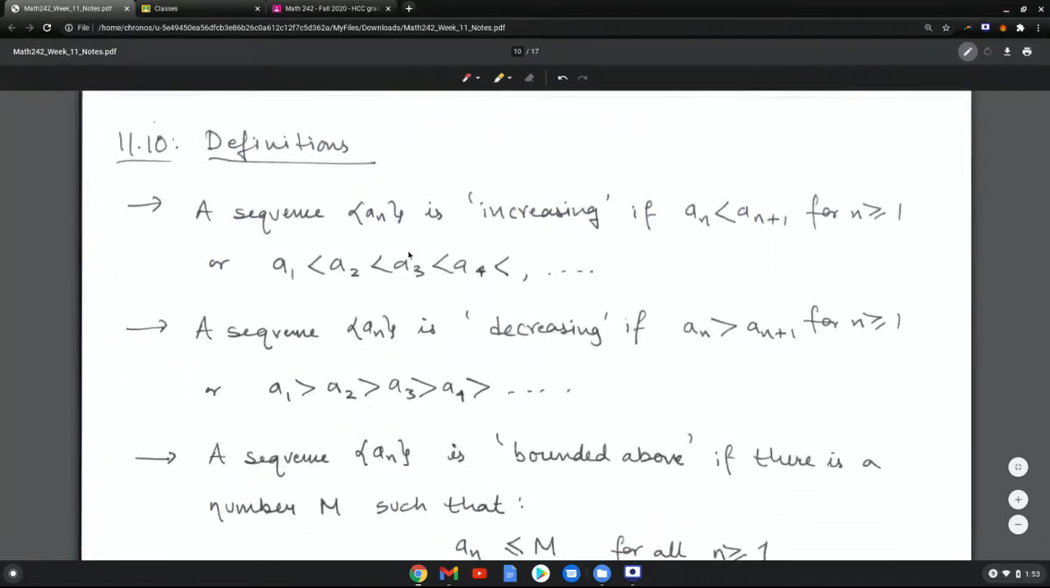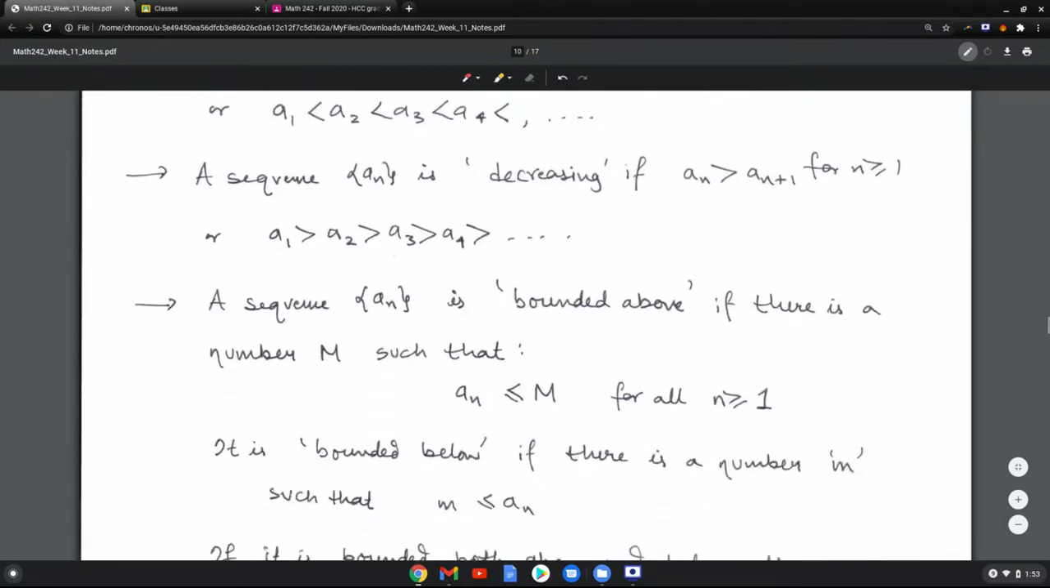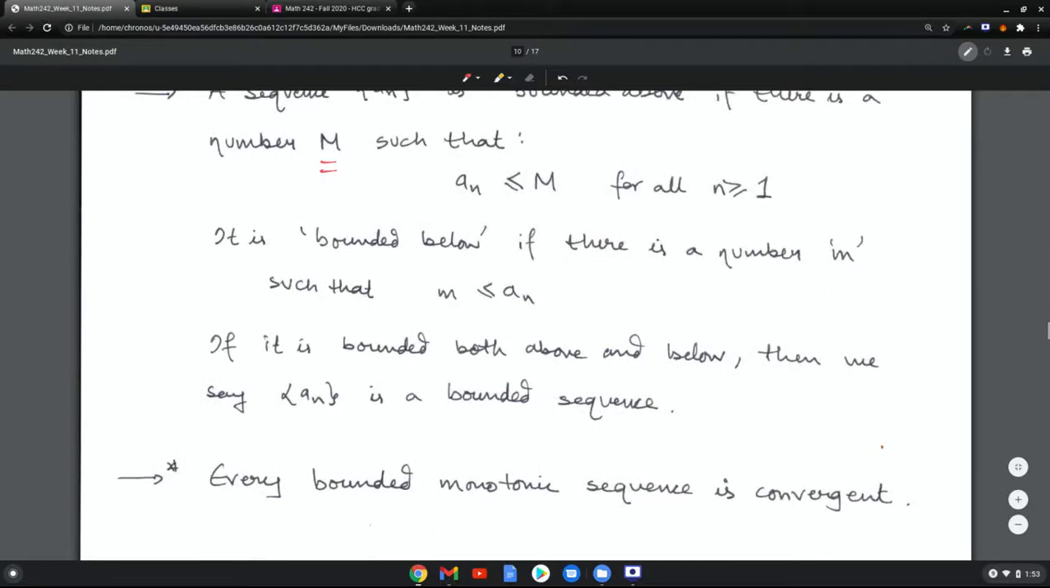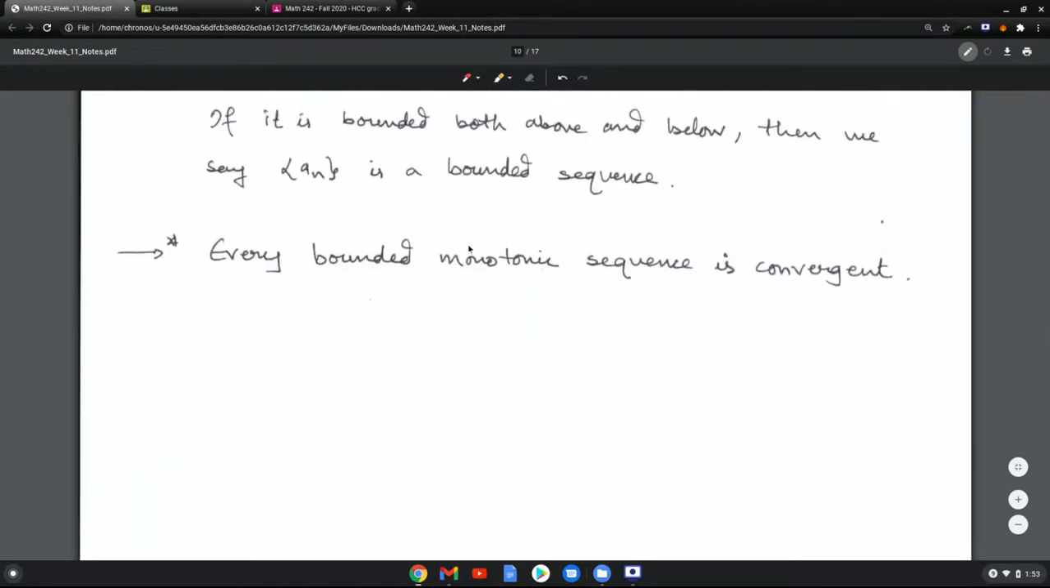Some definitions. A sequence is called increasing if the terms are increasing. It's called decreasing if the terms are decreasing. A sequence is called bounded above if there is a number m such that everything is less than m, and bounded below if everything is more than small m. If it is bounded both above and below, then we say it's a bounded sequence. We have a theorem: every bounded monotonic sequence is convergent.